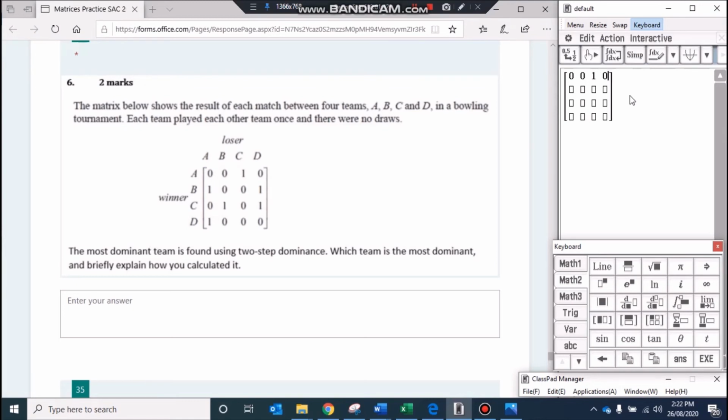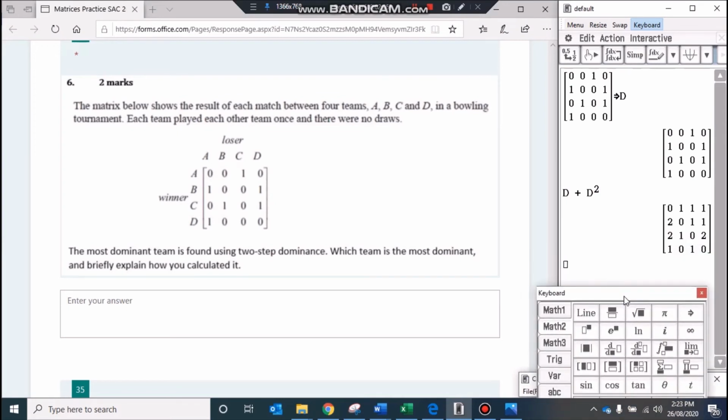As always, let's get it in the calculator. I'll define it as D, and all I need to do is find D plus D squared. That's going to give me that matrix there.